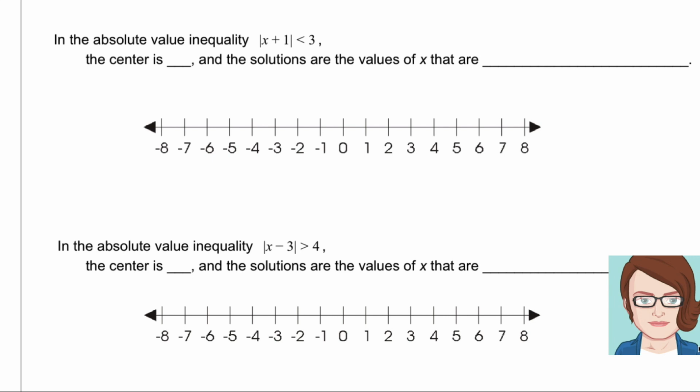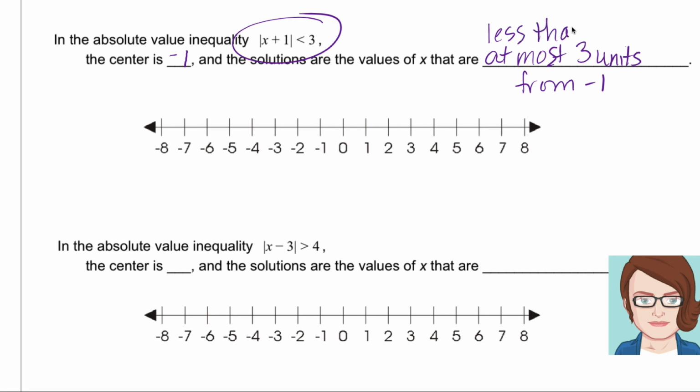In the exploration in class, a reminder that when we looked at the absolute value of x plus 1 less than 3, we saw that this was centered at -1, and this inequality is describing all of the solutions that are at most 3 units from -1. Now that "at most" could also be replaced by the phrase "less than 3 units." Okay, there's that less than symbol.